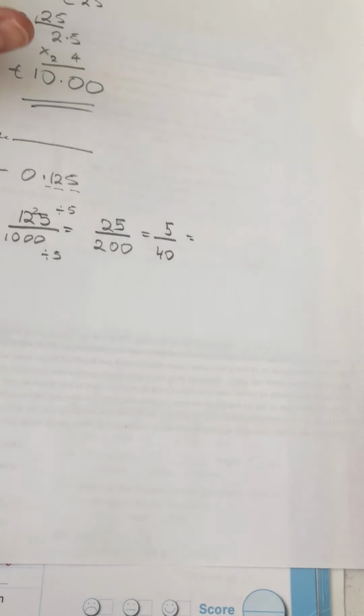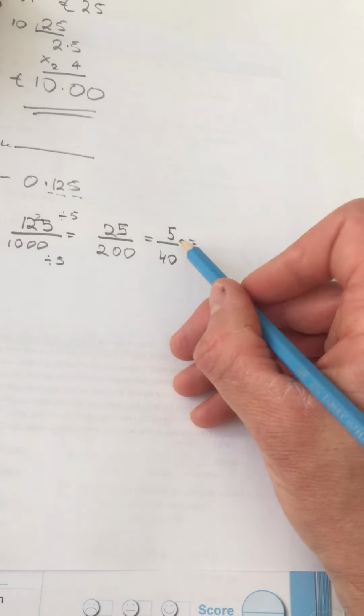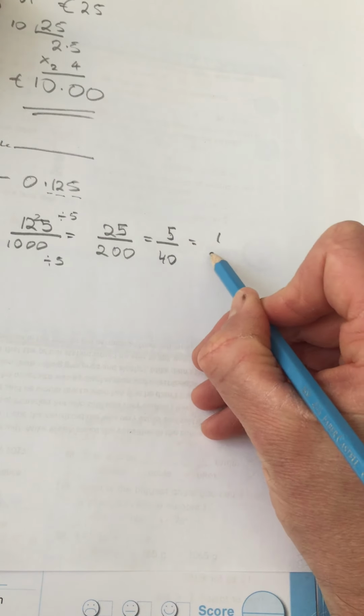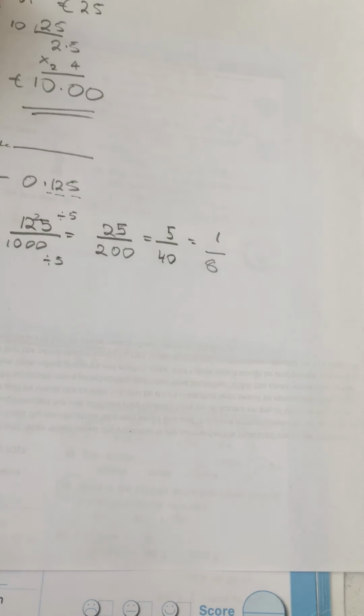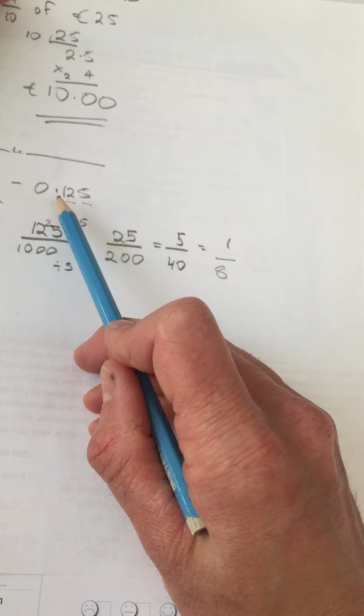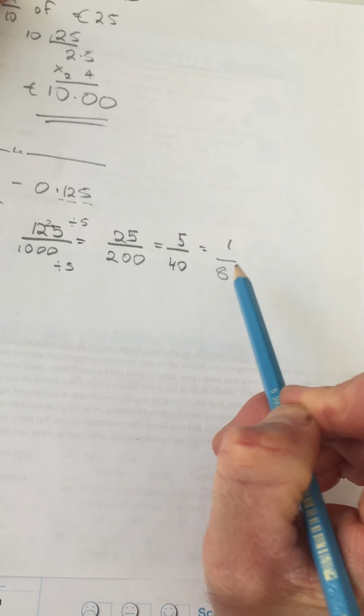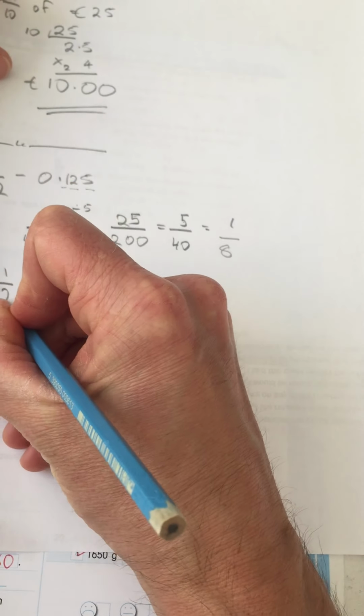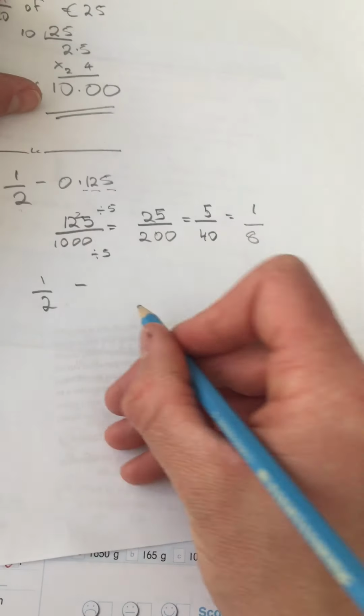These are all equivalent fractions. I'm just simplifying the fraction, or writing it in its simplest form. 5 into 5 goes in once, and 5 into 40 goes in 8 times. So now I've simplified 0.125 as 1/8. So I have a half, and I'm subtracting an eighth.